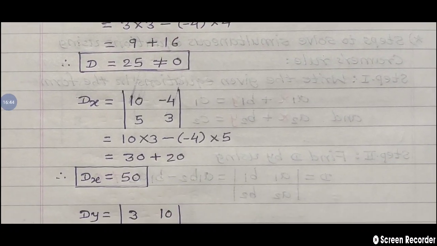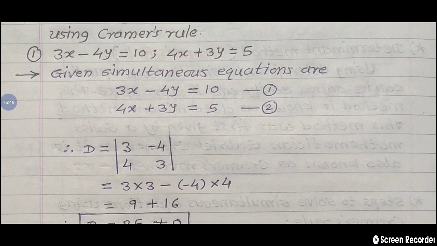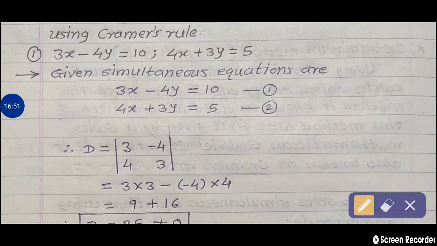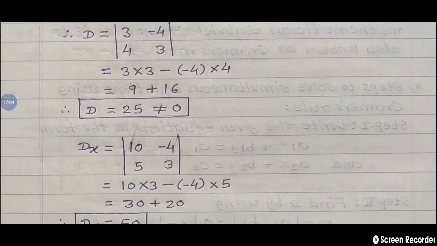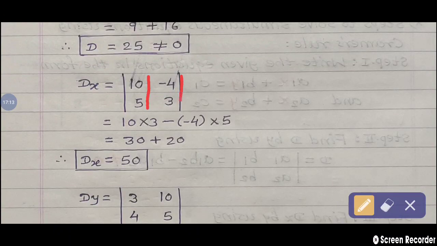Next, after D, we find out the Dx. So x coefficients, that is 3 and 4, replaced by constant numbers 10 and 5. So we are getting the value of Dx. 3 4 replaced by 10 5 and minus 4 3 remains as it is. Check that. So 10 and 5 we are writing in the first column, and minus 4 and 3, these are the coefficients of y, remain as they are in their places.